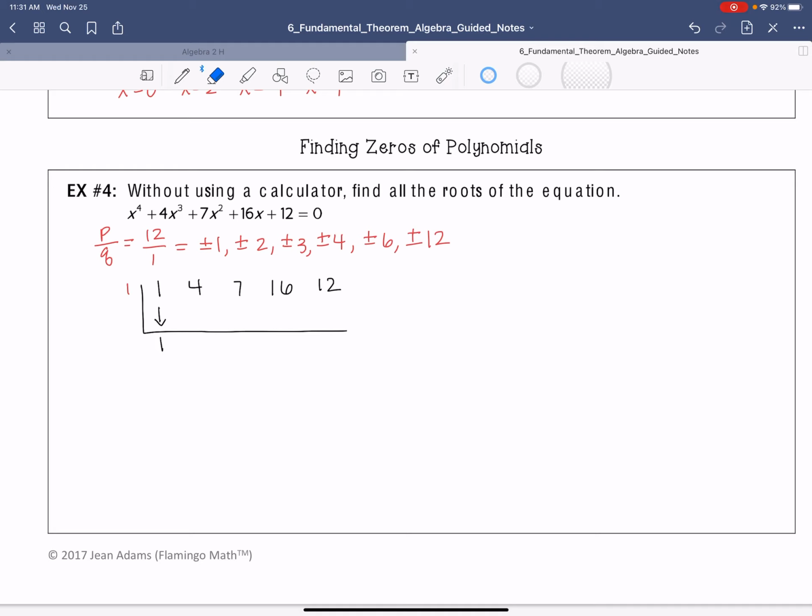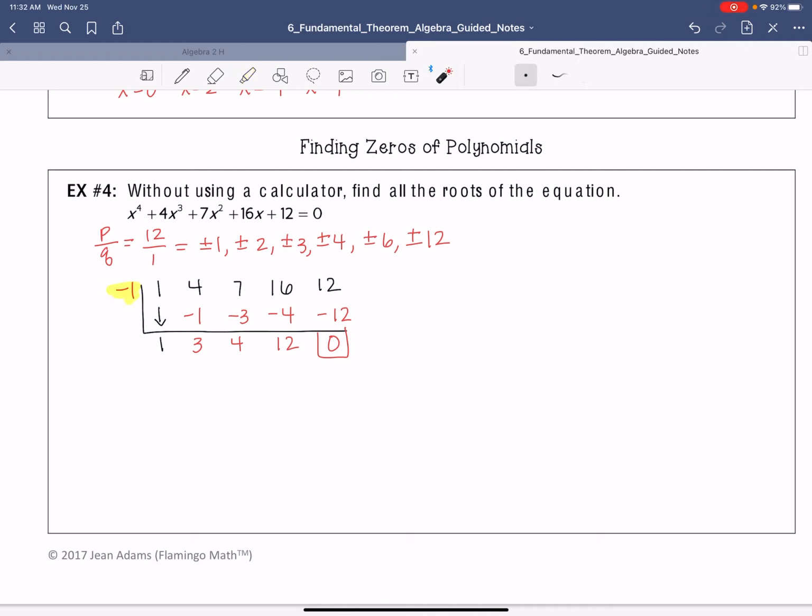Okay, so now we go and try -1. So -1 times 1 would give me -1. Add those together, we would get 3, and then we'd get -3, which would give me 4, which would give me -4, which would give me 12, positive 12, and then 12 times a -1 would give me that -12, which gives me 0. All right, so I found my first 0. Don't forget it. Don't lose it. -1 is the first one.